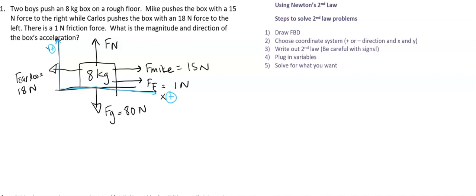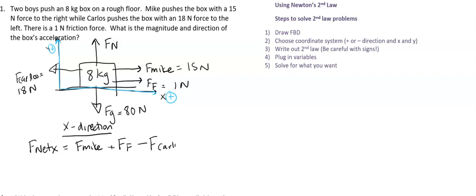We want to find the magnitude and direction of the box's acceleration. Is this object accelerating in the x direction or the y direction? It looks like it's accelerating in the x direction. It's not moving up and down in the y. So we're going to look at the x direction and set up Fnet x equal to all the forces in the x direction. We have force of Mike, which is positive. We have force of friction, which is positive to the right. We have force of Carlos, which is negative to the left.